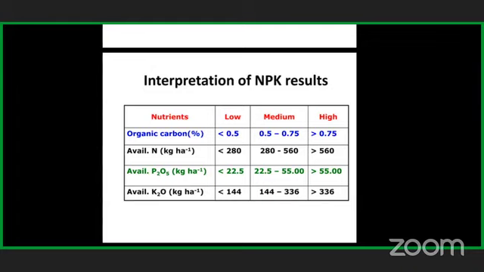So after knowing this interpretation chart, we will get to know the current situation of our soil, and according to that, how much more fertilizer we need to apply, so that we can maintain our soil nutrient availability and inherent capability. Also, we cannot destroy our soil structure as well as its fertility.